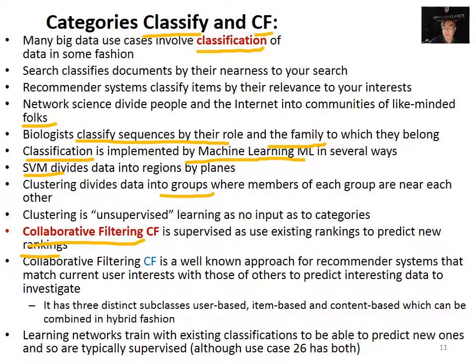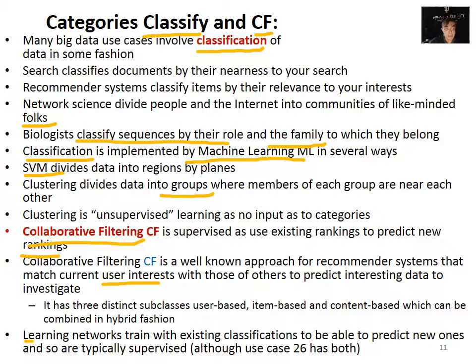And it's a very well-known approach for recommender systems that matches the current user's interests with those of others to predict interesting data for the user to look at. And there are actually three types of collaborative filtering: user-based, item-based, and content-based. And they can be combined in hybrid fashions.